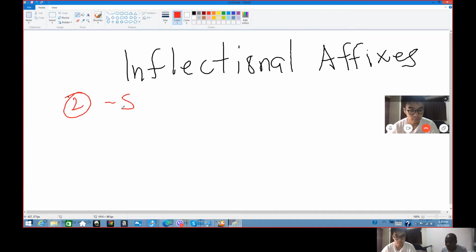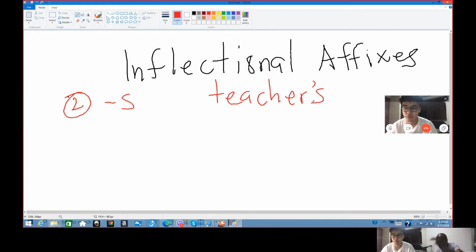So for example, if I write the word teacher and then I want to do the possessive, teacher's. This doesn't mean many teachers. It still means one teacher. It means teacher's book. So we call this one possessive. This is called noun possessive. Now teacher is a noun, so we call this noun possessive. So the first S is called noun plural, and this one is called noun possessive.